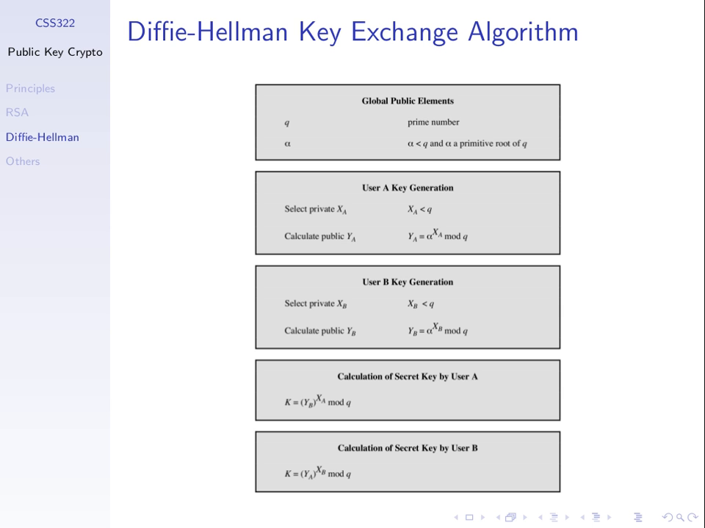And they calculate their public value based upon that, YA, where the way to calculate it is take alpha raised to the power of XA mod Q. Alpha to the XA mod Q. Alpha and Q are known. 3 to the power of 97 mod 353. So this is the way that user A generates their public value YA.